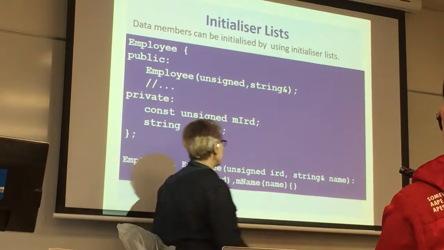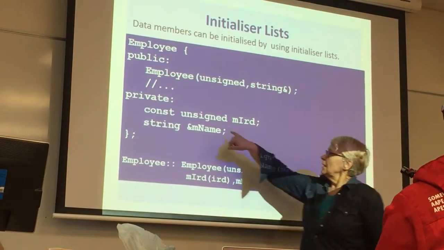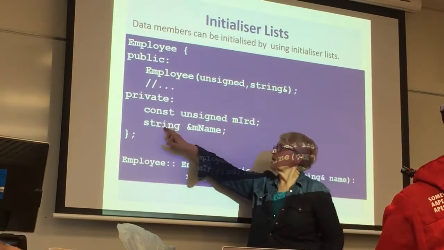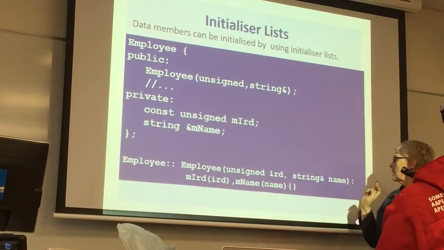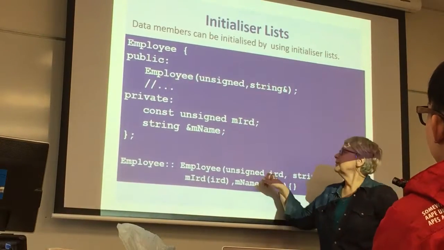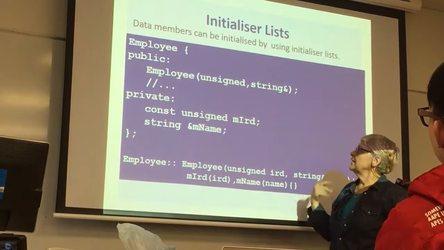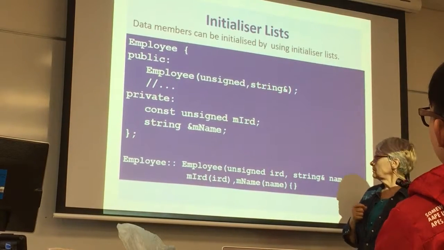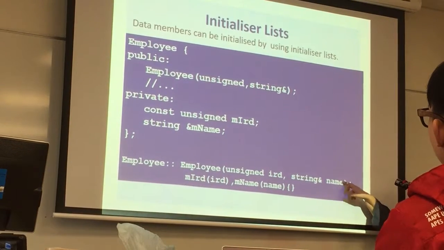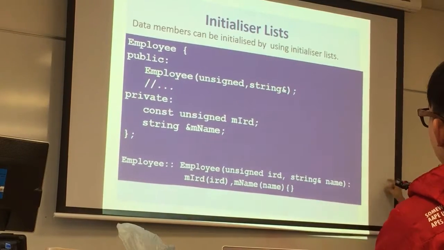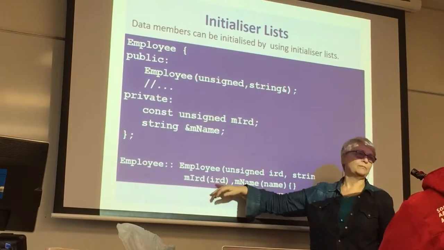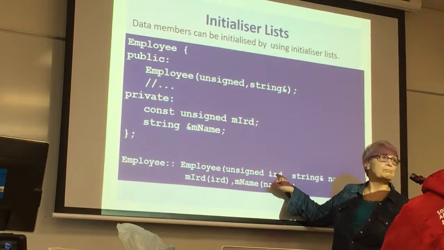And for this employee type, we have two arguments. Notice that we have this to be a constant data member, and this is a reference data member. Because of that, you have to pass a reference for the second, and whatever you want for the first one, unsigned int by value. And the way to write it is after the function's list of parameters, you put a colon, followed by the data member, brackets, this parameter.